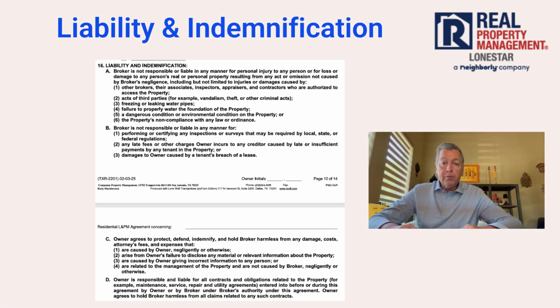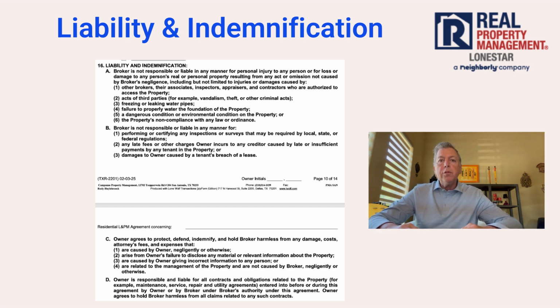This section of the agreement explains how responsibility and risk are allocated during property management. At RPM Lone Star, we manage your property carefully and professionally. That said, certain situations are outside of our direct control. For example, we are not responsible for injuries or damages caused by third parties, such as vendors, inspectors, or contractors, criminal activity at the property, weather related events like freezing pipes or storms, structural or environmental conditions, or issues that arise from violations of laws or ordinances we didn't create.